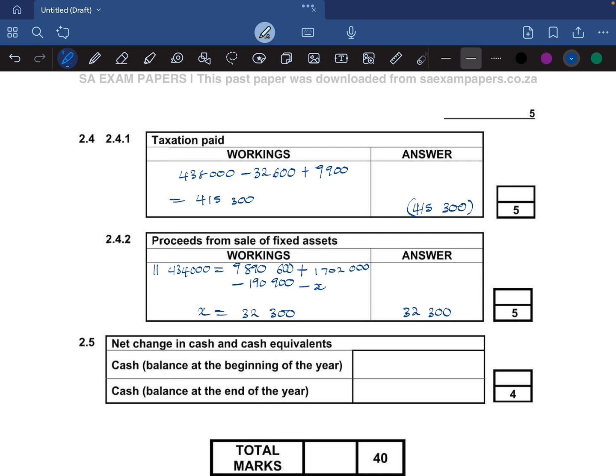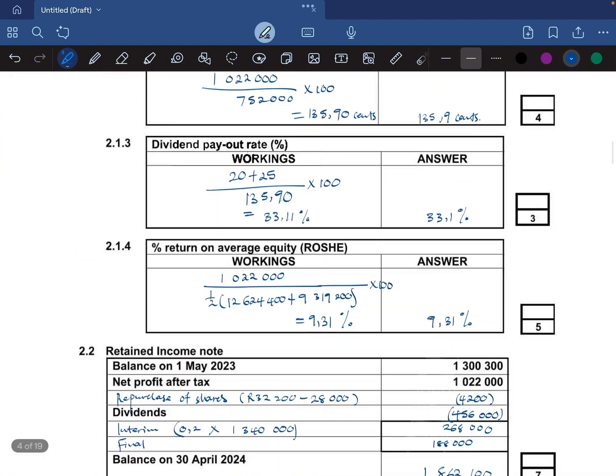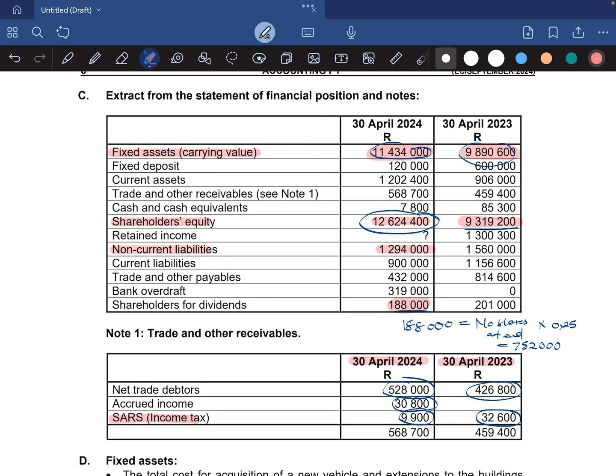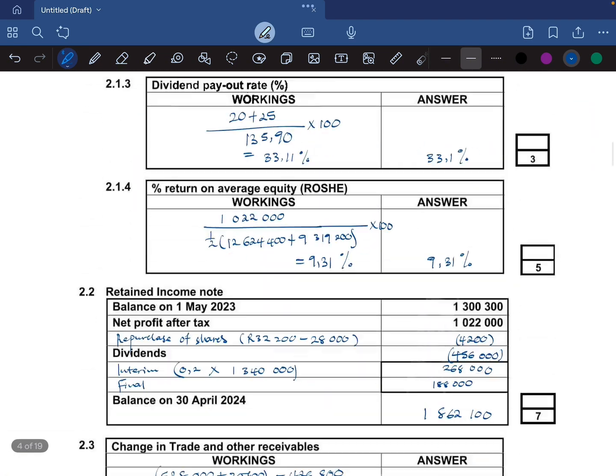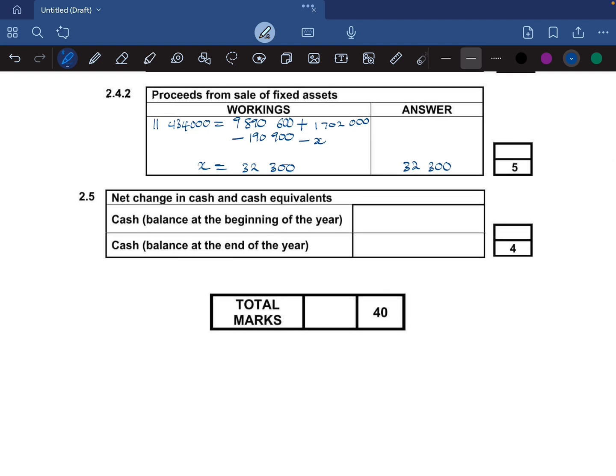Okay, so the last one that we're going to look at is the net change in cash and cash equivalents. Now we're looking at our cash and cash equivalents, which is usually under our current assets, which is 7,800 for the current year. And also our bank overdraft affects our cash and cash equivalents or our bank account, which is 319,000. So in this case, we are going to first determine what we had at the end of this year. We know that we had 7,800, which is a positive, minus the 319,000 bank overdraft that we had. So we're going to take those two and subtract. Then we have a change or balance of 311,200, which is negative.